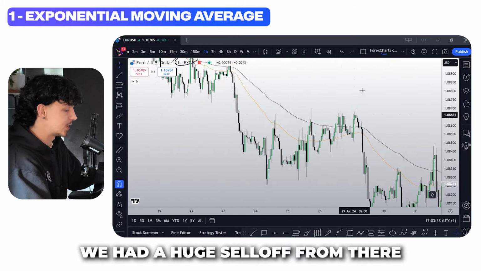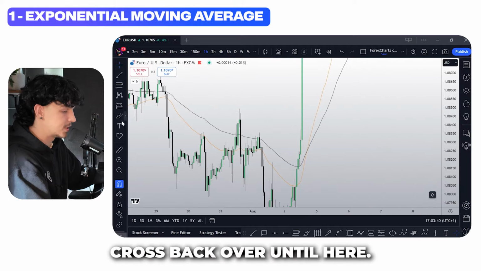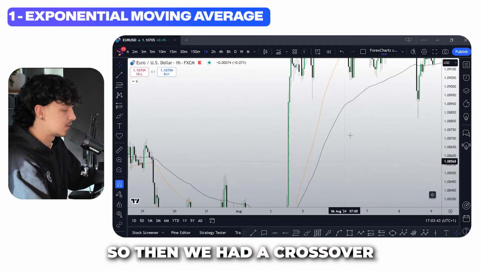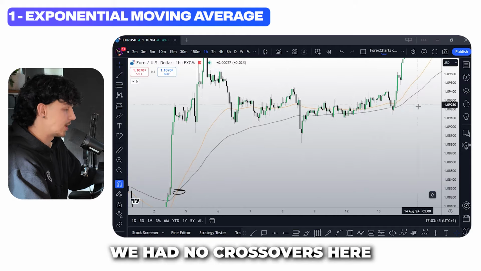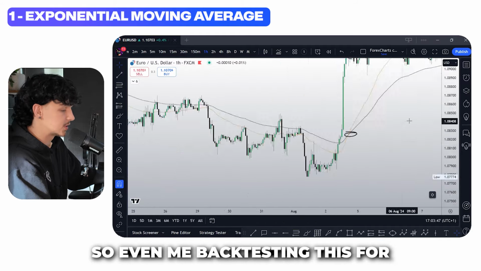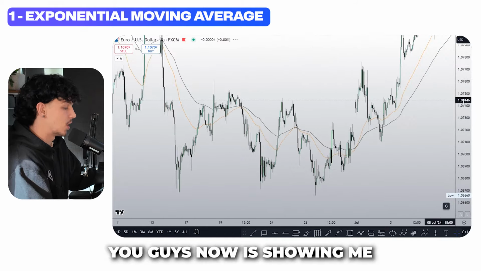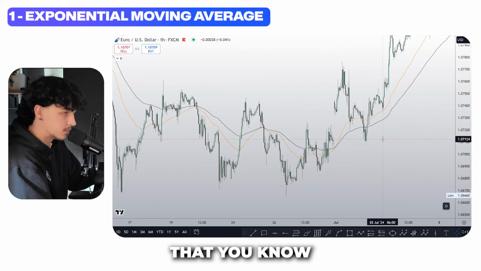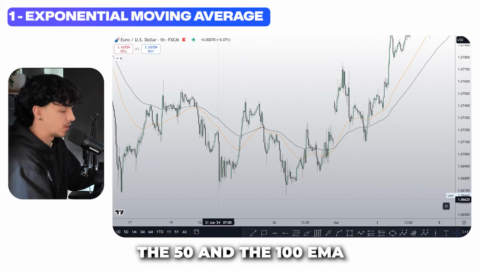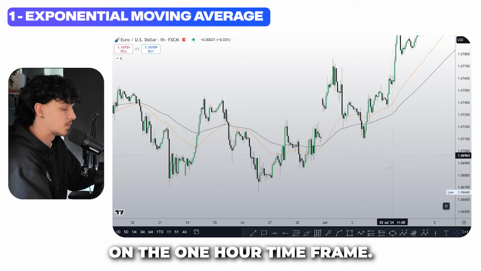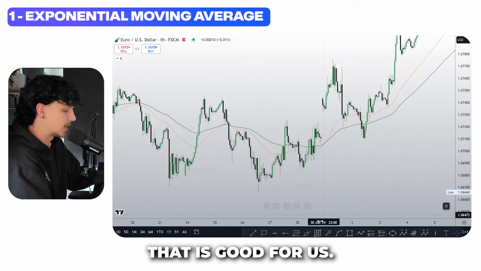As you can see, we had a huge sell-off from there, and it didn't cross back over until here. Then we had a crossover, and of course it moved up. And we had no crossovers here, no crossovers here. So even me backtesting this for you guys now is showing me that the 50 and the 100 EMA is really good on the 1 hour time frame. So if we're traders on the 1 hour time frame, then that is good for us.